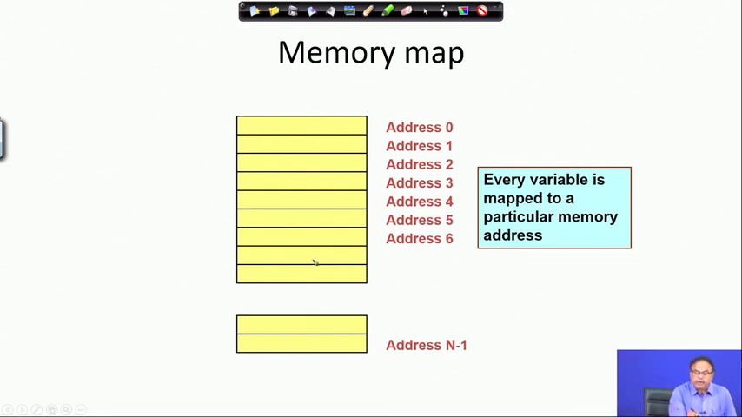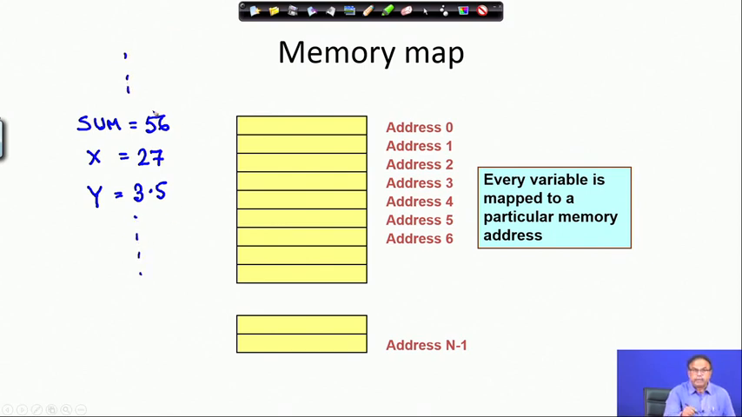For example, here if I write sum equals 56, x equal to 27 and y is equal to 3.5, the compiler will look at this piece of program and will allocate some location to each of these variables. Maybe sum can be allocated here, x is allocated here, y is allocated here, say.